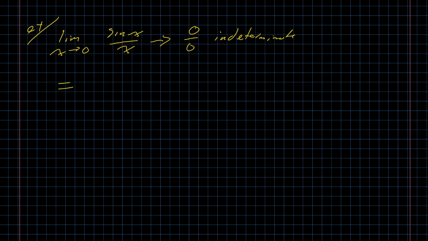Because of that, and because we have transcendental functions, not just polynomials, I want to try using L'Hopital's rule. We will still have the limit as x approaches 0, but we'll have the derivative of sine of x, which is cosine of x, and we'll have the derivative of x, which is 1. Well, now we can just directly evaluate. Cosine of 0 is 1. 1 divided by 1 is 1. So the limit as x goes to 0 of sine x over x is equal to 1.